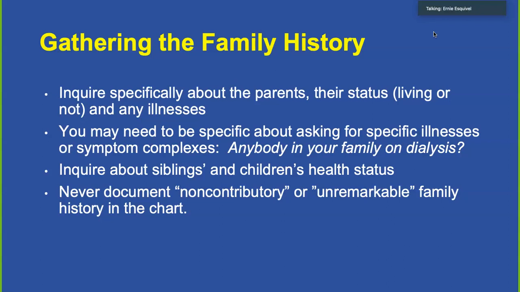You may also need to be very specific about certain illnesses or symptom complexes. So you may need to ask, is there anybody in your family on dialysis, or was there anybody in the family who had a kidney transplant? Make sure to not forget about the siblings as well as the children's health statuses. And remember that when you're gathering the family history and documenting it in the chart, it's never enough to say non-contributory or unremarkable. For the purposes of documentation and billing, this is actually considered to be inadequate.